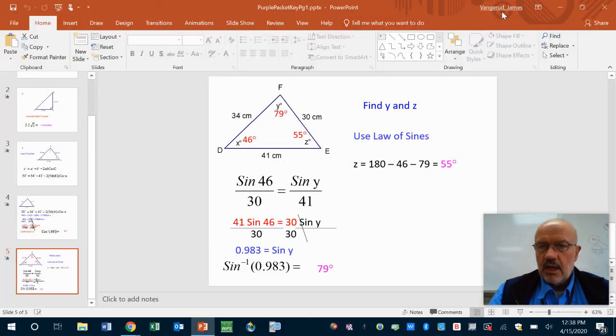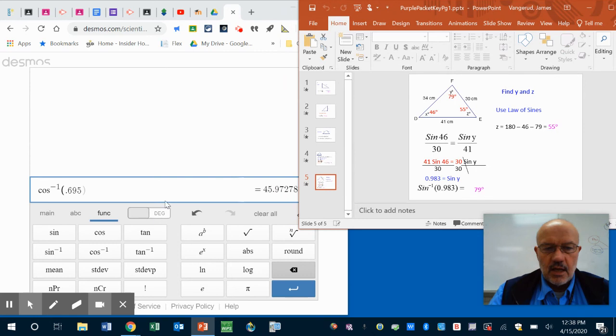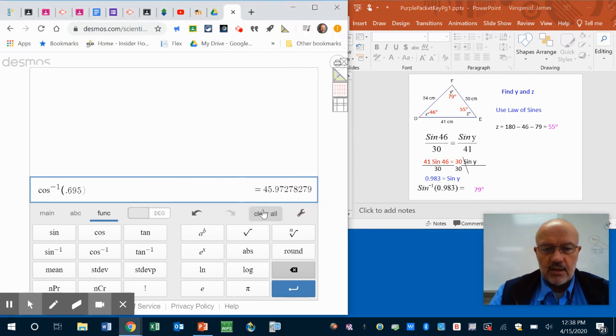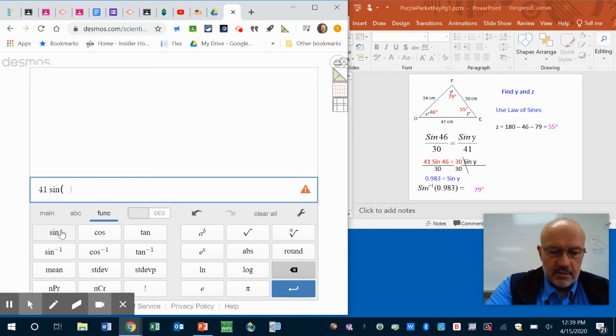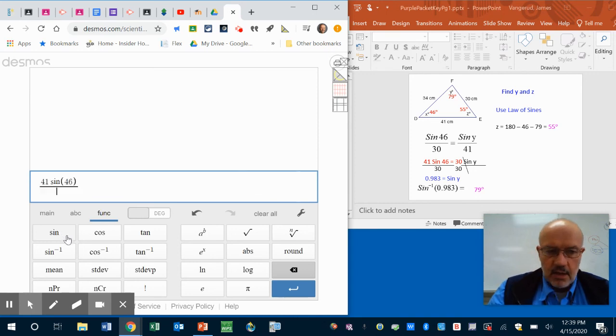Get the calculator back. Let's clear that. All right, so this is where we have to go with the calculator. 41 times the sine of 46. All right, so 41 and sine of 46. And remember, we said we have to close parentheses and then divide by 30. And it gave us that 0.983. That's where that came from. We did this math in the calculator.